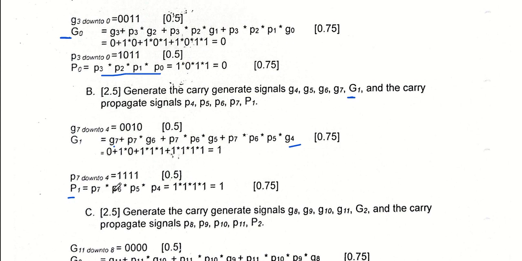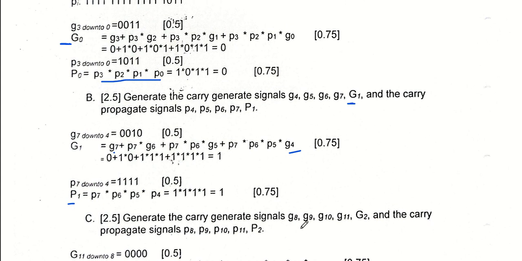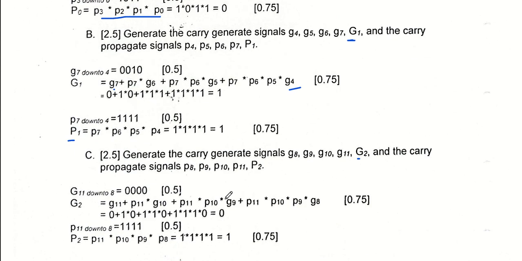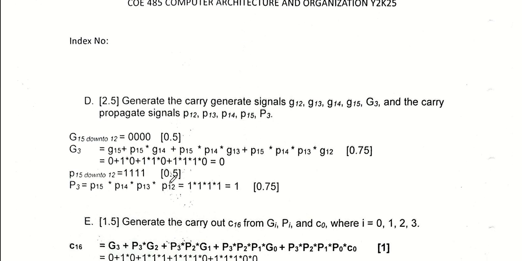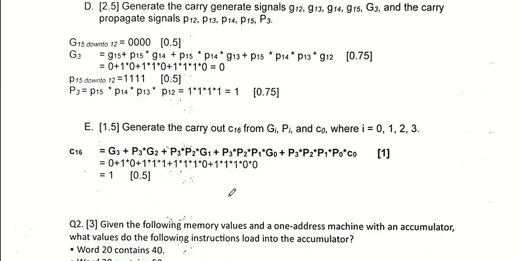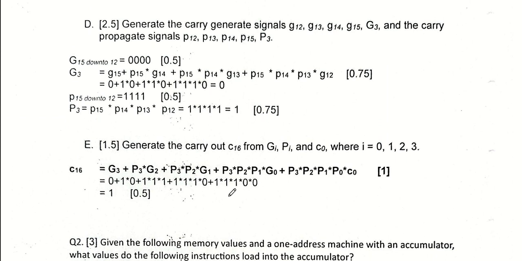Okay. Then the next one, they will ask you for G2. So G1 was for 4 to 7. So G2 will be from 8 to 11, and that's what you see, 8 to 11. So the same procedure. Now, I'll not do G3 because you can. The only hard part is when they tell you to find C.